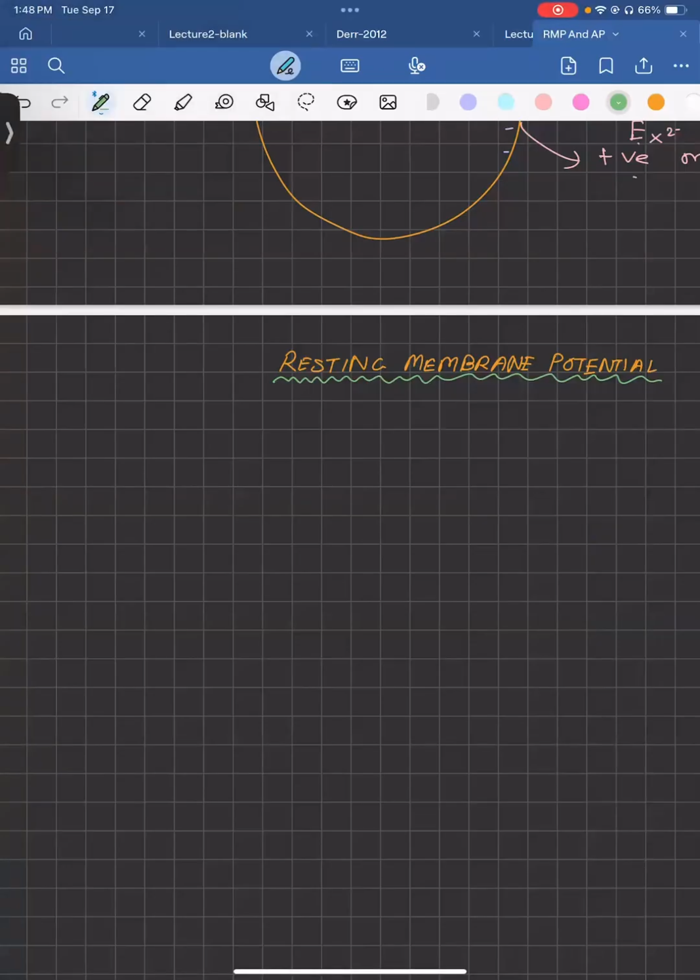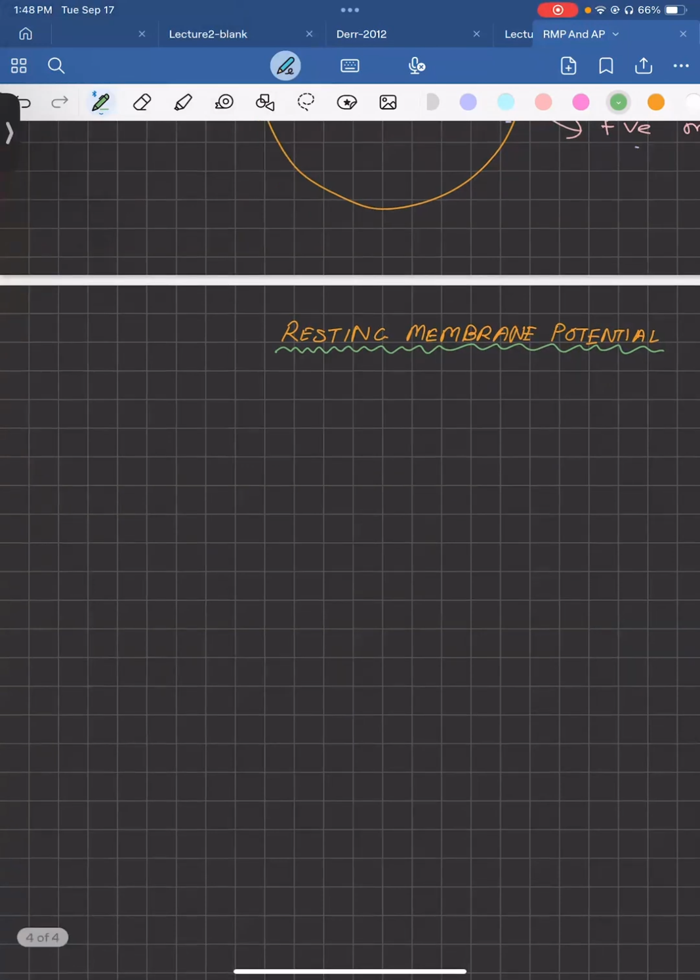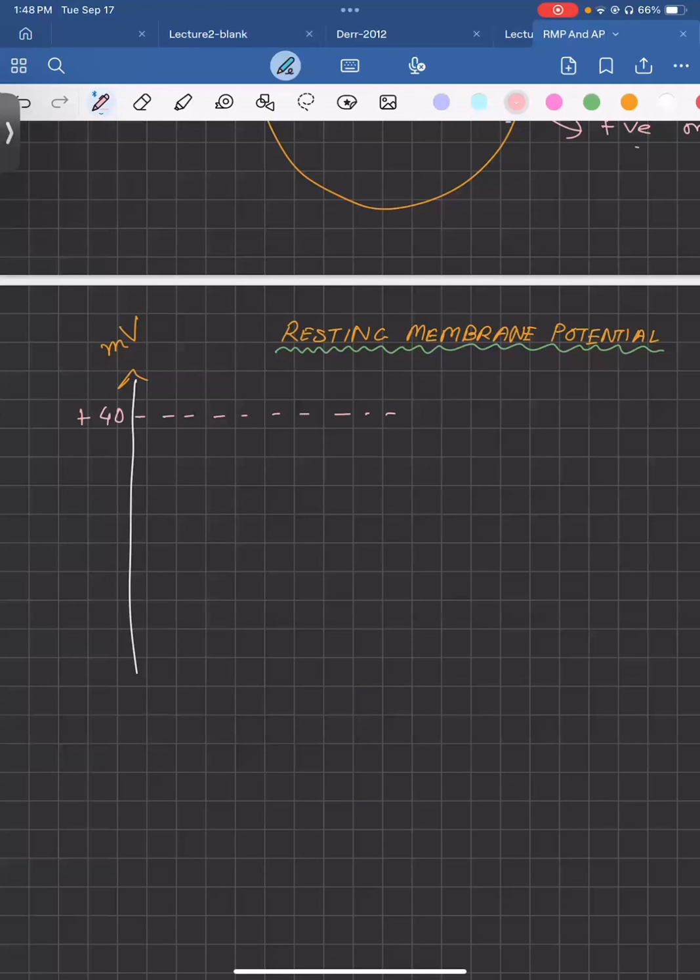I think we're okay with understanding the equilibrium potential for different ions. Let's review that a little bit. If we have the membrane potential on the y-axis, and I have told you that the sodium equilibrium potential is plus 40, and I've also told you that the equilibrium potential for potassium is minus 90.